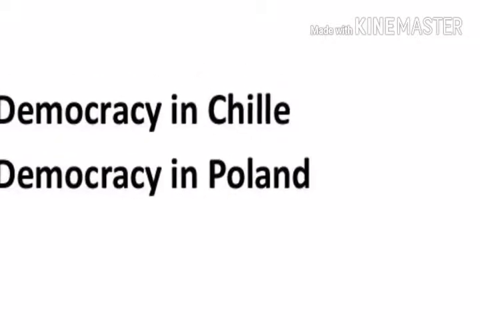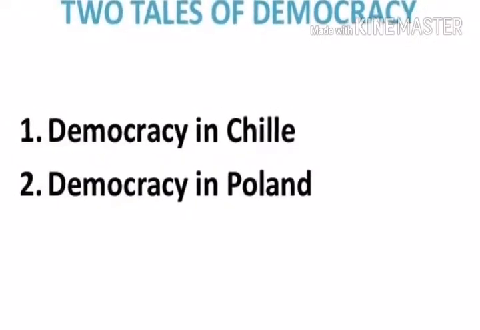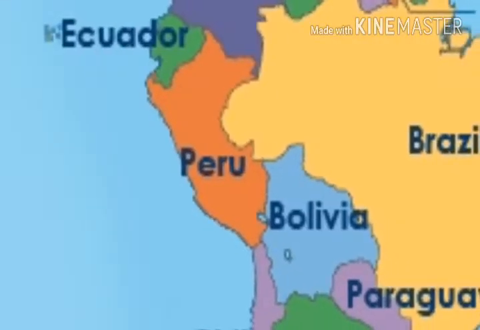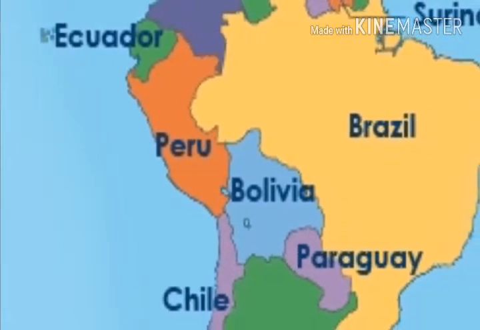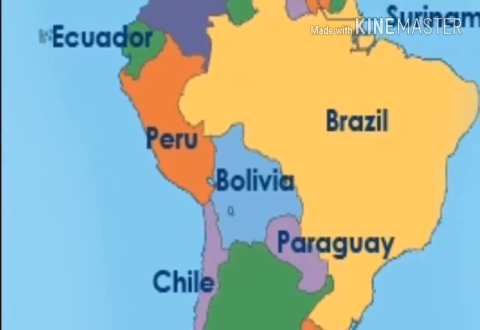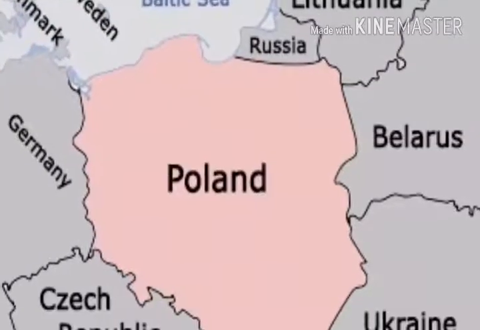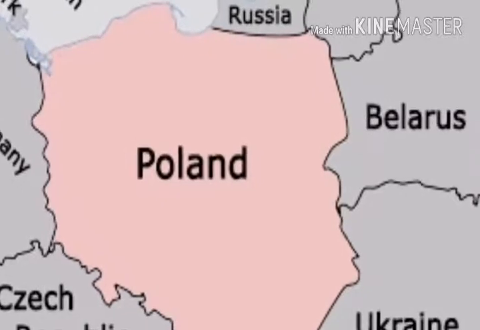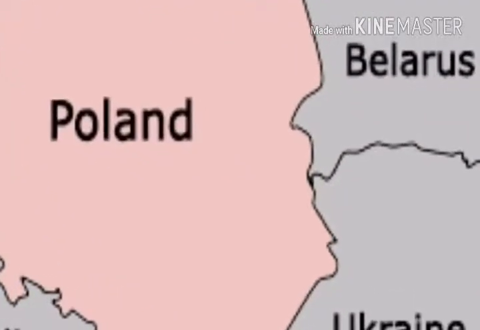Student, we have read two features of the democracy. One is Chile. There was a democratic government led by Allende, and it was replaced by a non-democratic military government of Pinochet. And again there was a restoration of democracy. And student, in Poland there was a non-democratic government and it was replaced by the democratic government.